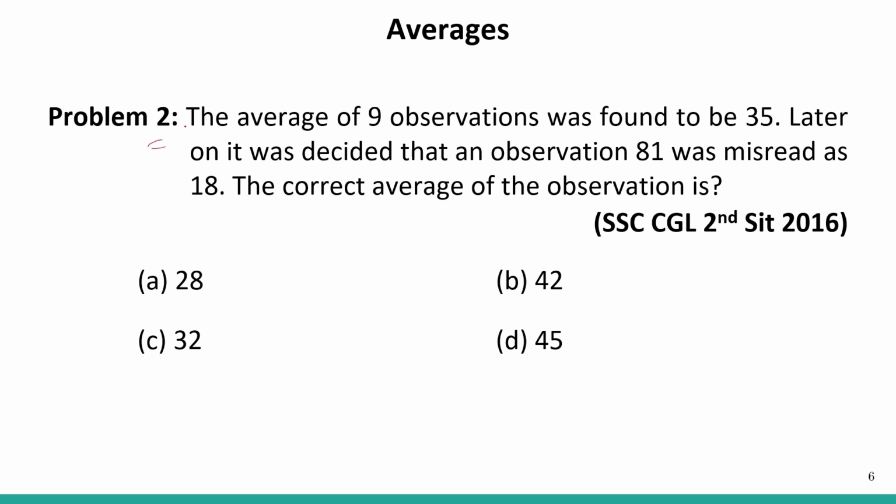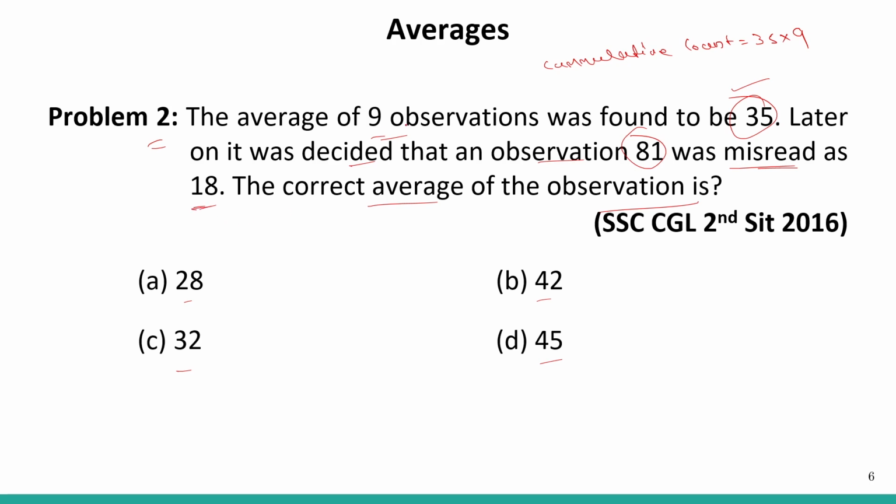So let's see problem number 2. The average of 9 observations was found to be 35. So the cumulative count is equal to 35 into 9, right? Later on it was decided that an observation 81 was misread as 18, and the correct average of the observation is it 28, 42, 45 or 32? Okay. So the average of 9 observations was 35, given. Later it was decided that the observation 81 was misread as 18.